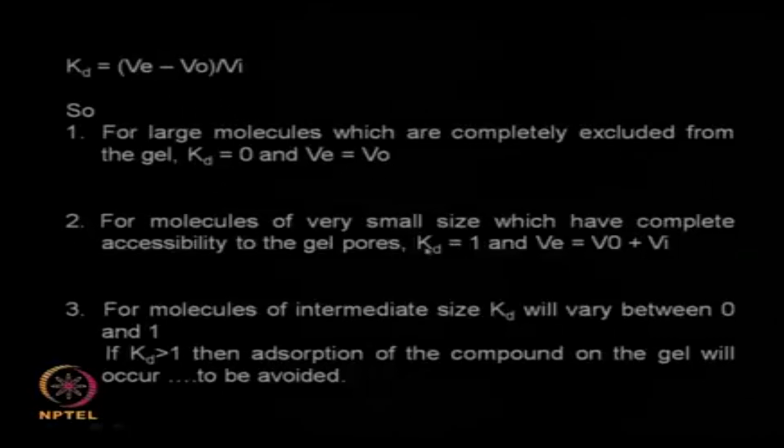So generally we will have these three situations. Kd equal to 0 means very large molecules are completely excluded from the gel. Kd equal to 1 means very small molecules that are completely accessible to the gel pores. Then we have Kd between 0 and 1, which is the general case. In each case we will have the volume of the eluent required in terms of V naught, that is the interstices or the void volume, and in terms of Vi, that is the pore volume, meaning the volume occupied in the pores.